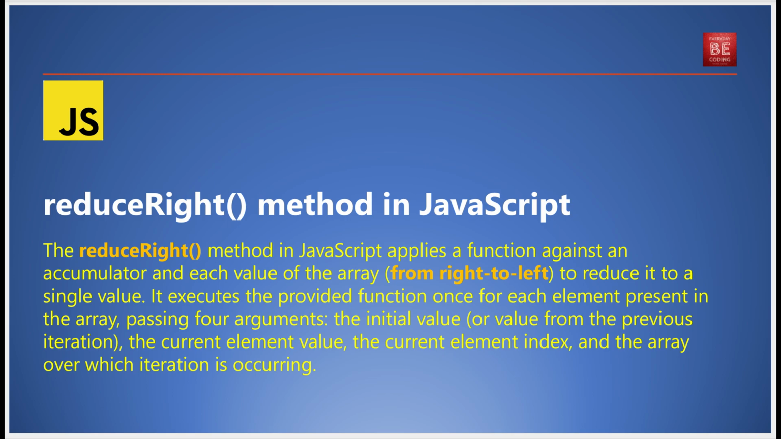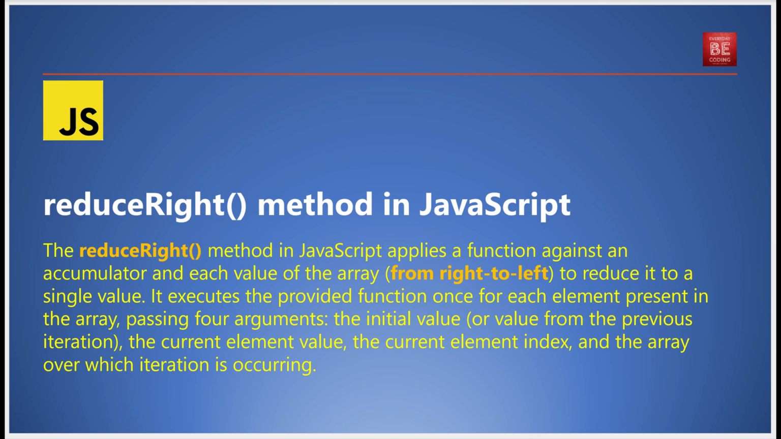The reduceRight method applies a function against an accumulator and each value of the array from right to left, reducing it to a single value. The method executes the provided function once for each element present in the array. It passes 4 arguments: the initial value or value from the previous iteration, the current element value, the current element index, and the array over which iteration is occurring.